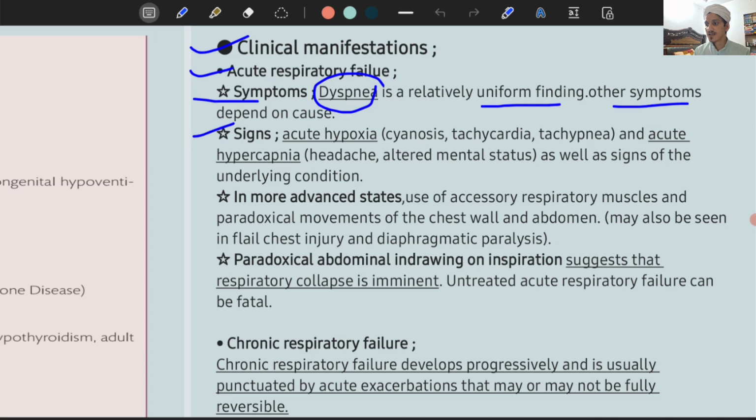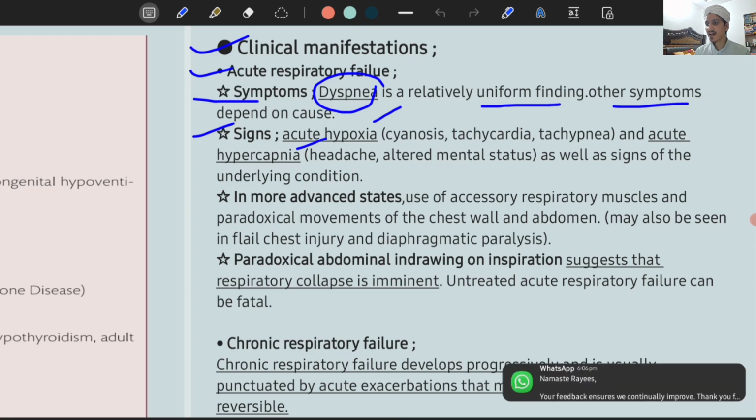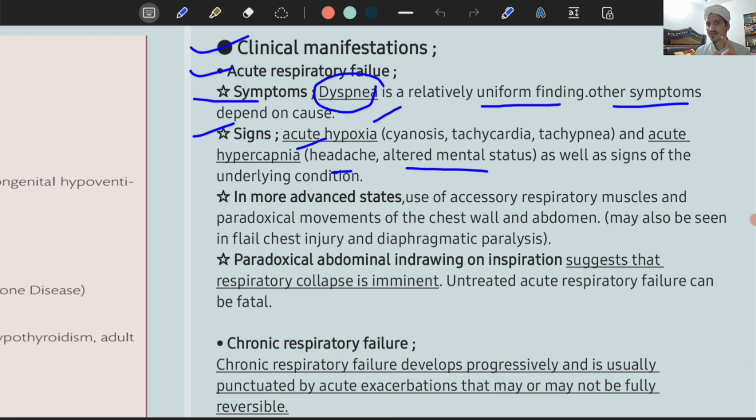So what are the signs? There will be signs of hypoxia, and if it progresses, then there will be signs of hypercapnia as well. What are the signs of acute hypoxia? If there is severe hypoxia, then there can be cyanosis, tachycardia, tachypnea. If the patient is progressing to hypercapnic acute respiratory failure, then the patient can have headache and altered mental status. The mental status will alter. That is the clue that the patient will be going into hypercapnic respiratory failure.